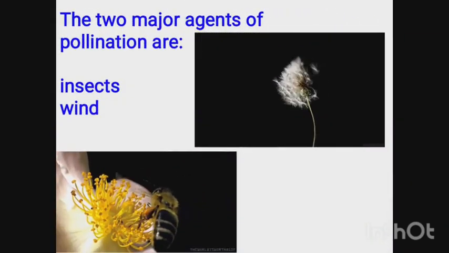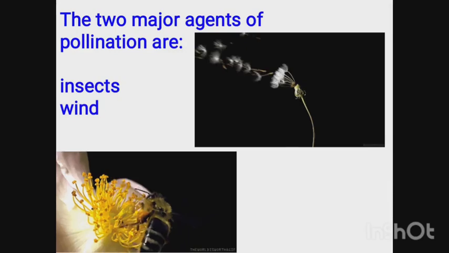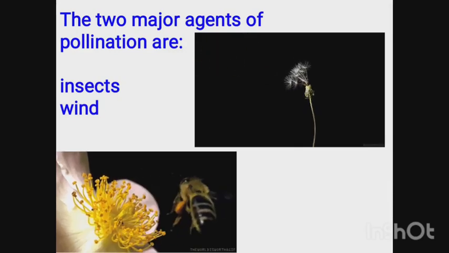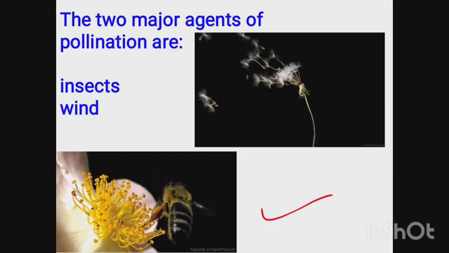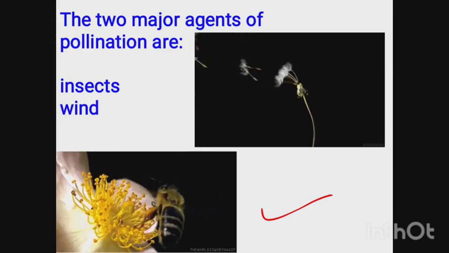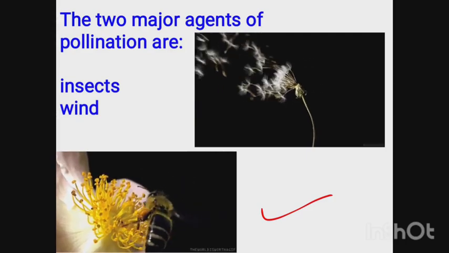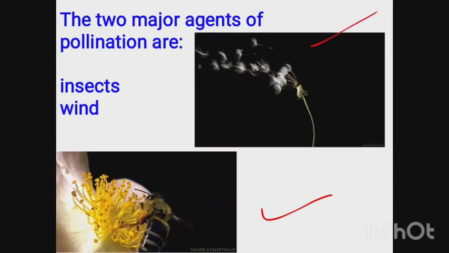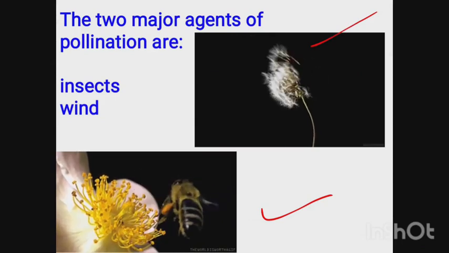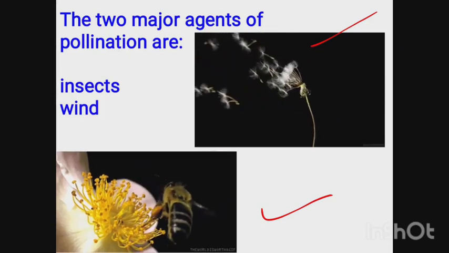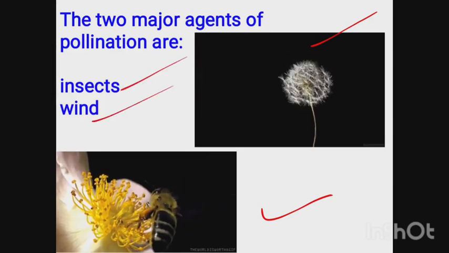Now we have two major agents of pollination. The agents of pollination can be broken down into two major ones. They can be insects or wind. The popular one we have here is the bee. The bee is a very important insect required in the area of pollination. And the wind also, as you can see, this is a Tridax plant. You see the wind blowing off these pollen grains and they go and rest on the stigma of another plant, thereby causing pollination. So the major agents of pollination are the wind and the insects.